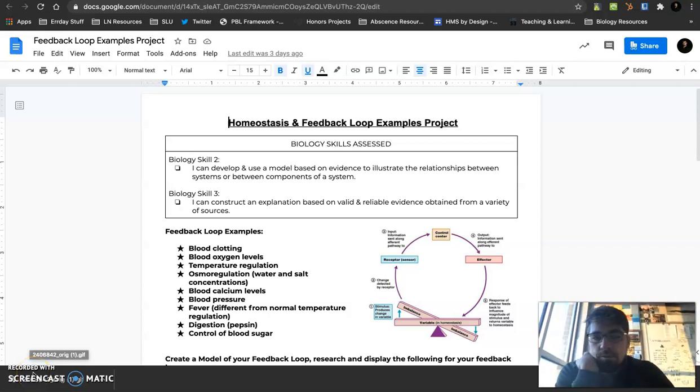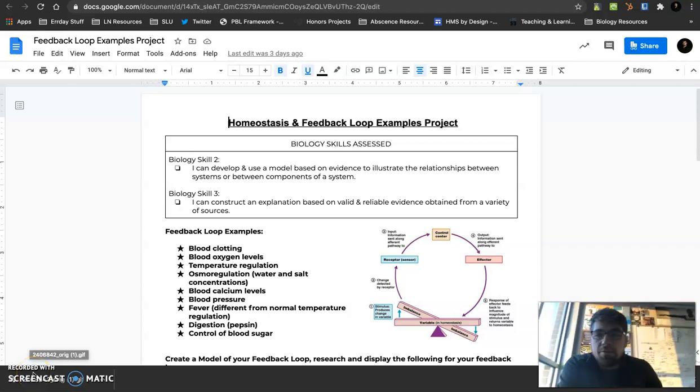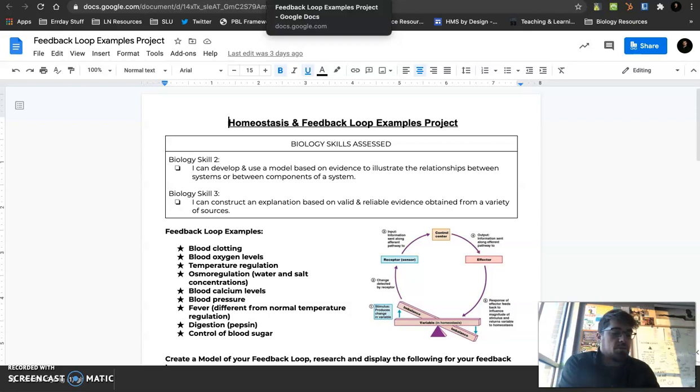Just wanted to post this for some clarity on your project and what that should look like, because I know some of you are still trying to wrap your brains around it. Again, I will remind you, do not overthink this. Do not make it more complicated than it is.